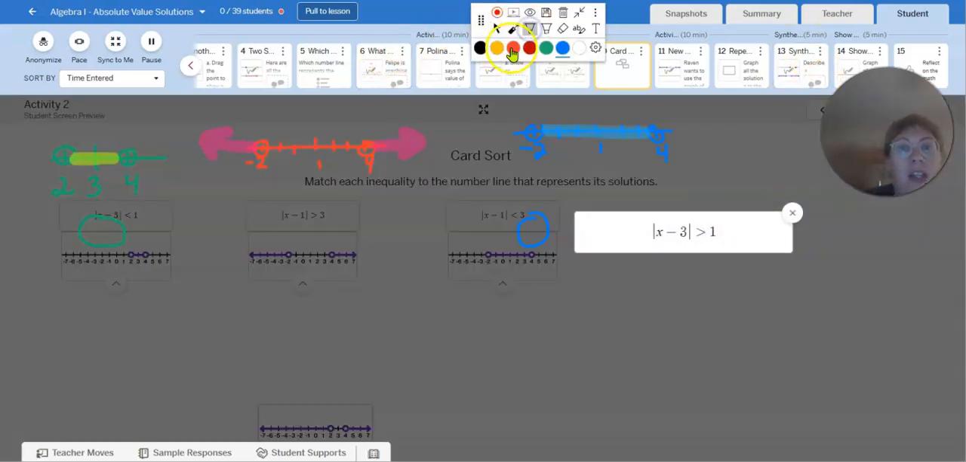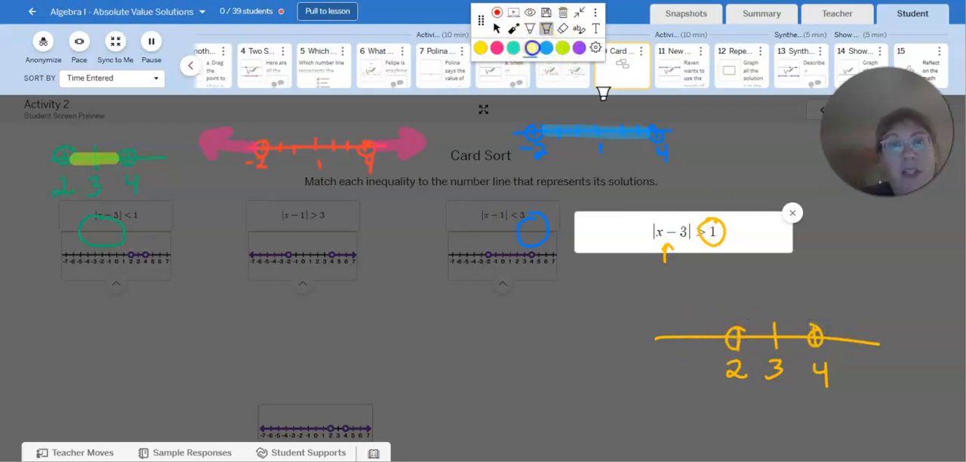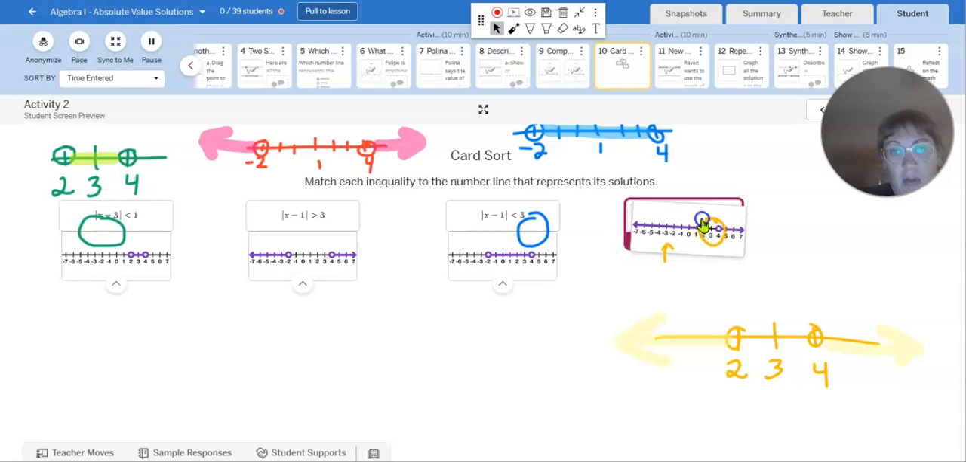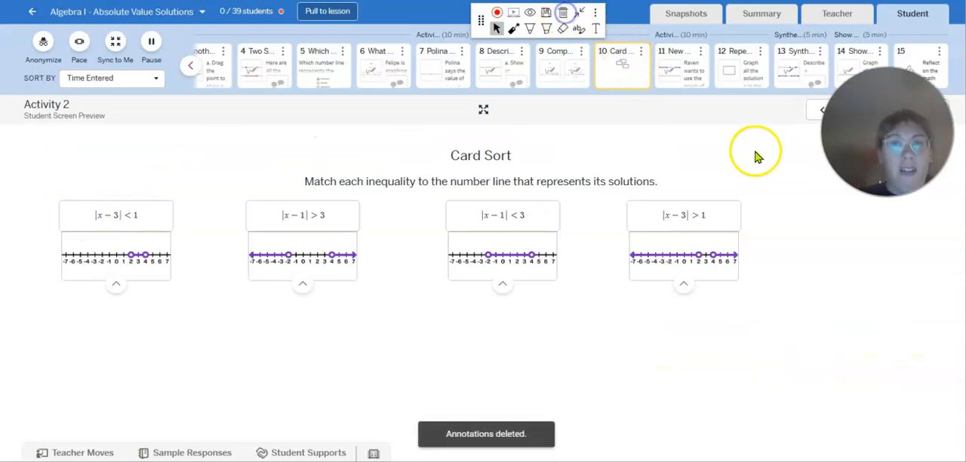Our last one is looking at distances from 3. Looking in the absolute value bars, how far are we from 3? And we're greater than 1 space away. So 1 space away from 3 is 2 and 4. Open circles at those values, and we're looking for ones that are greater than that, so they're going to be arrowing to the left and to the right at 2 and 4. Beautiful. Once you have everything that you need here, push ahead to slide 11.